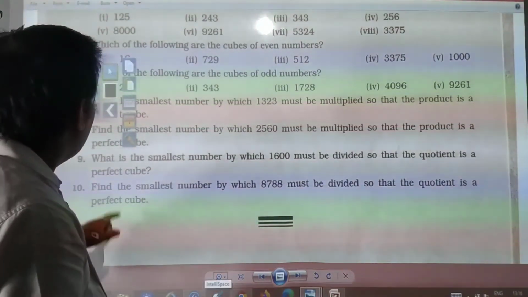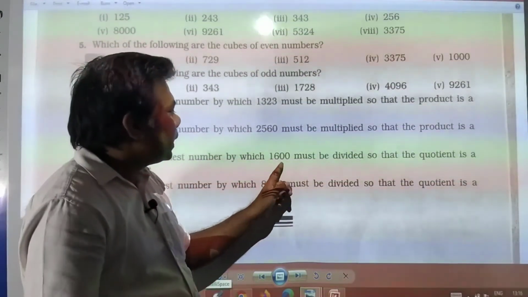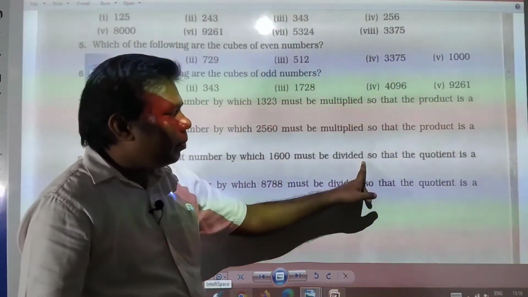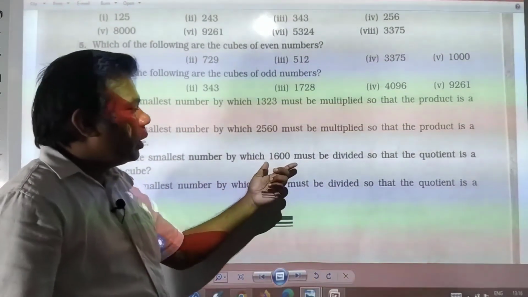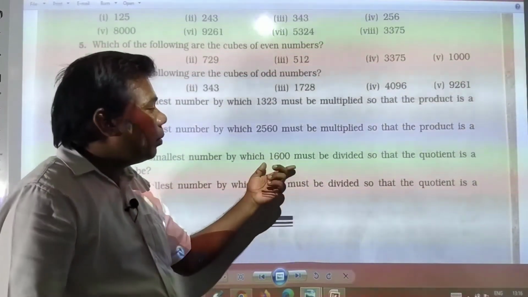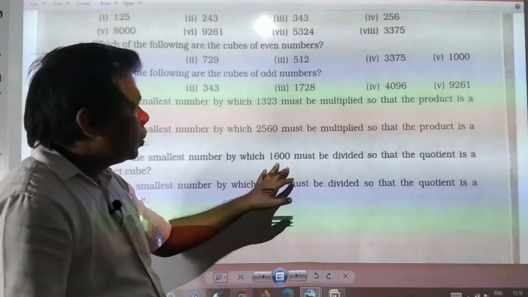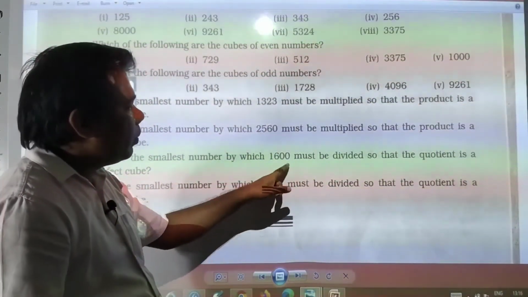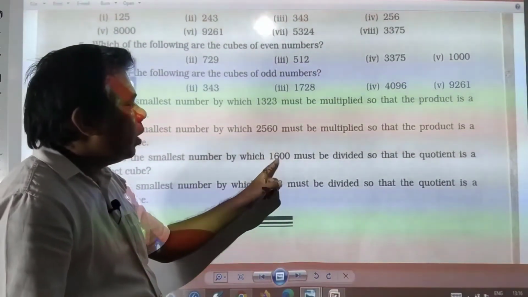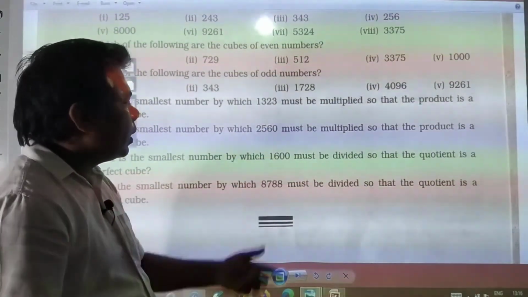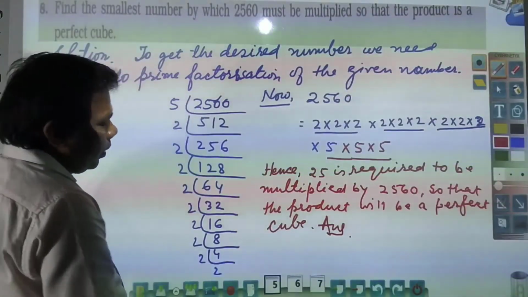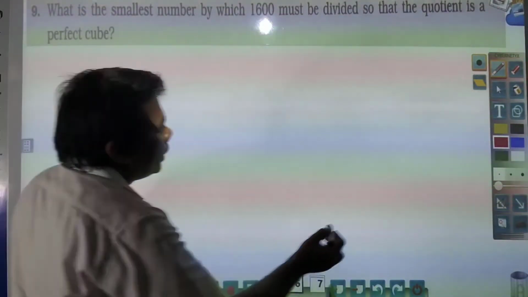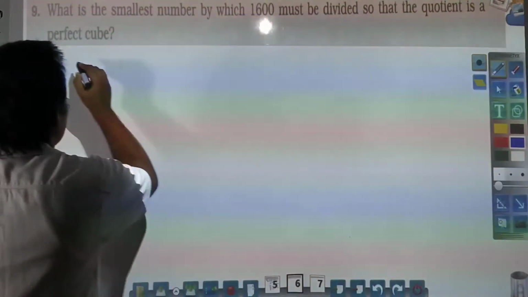Next, what is the smallest number by which 1600 must be divided so that the quotient is a perfect cube? Here you need to find out by which number it should be divided so that it becomes a perfect cube. So again, prime factorization will be required. Your number is 1600.